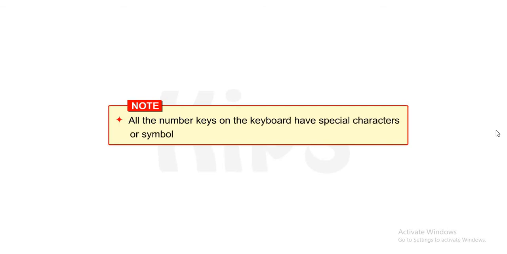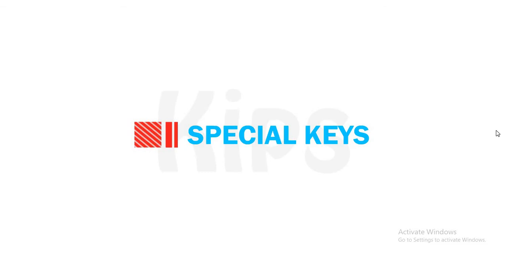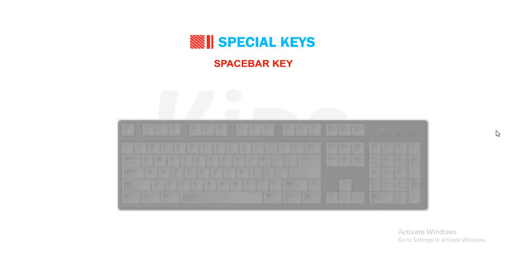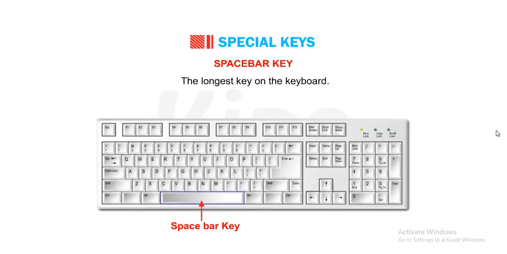Students, note this that all the number keys on the keyboard have special characters or symbols printed on the top. The alphabet and number keys are also called typing keys. Okay, let's learn about a few special keys. The first special key we will talk about is the space bar key. It is the longest key on the keyboard.